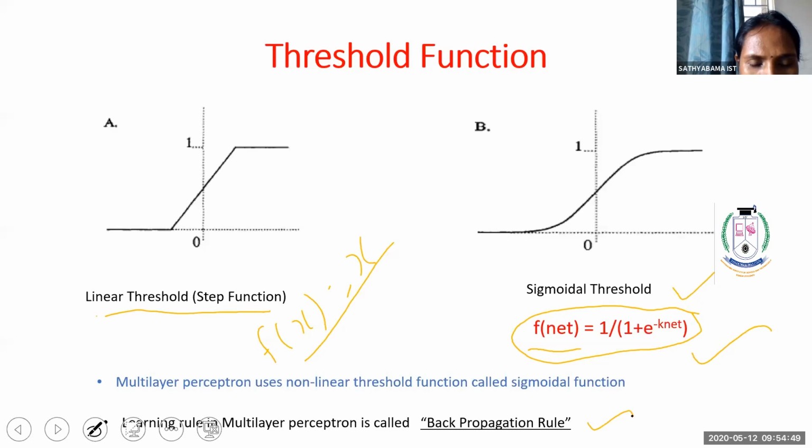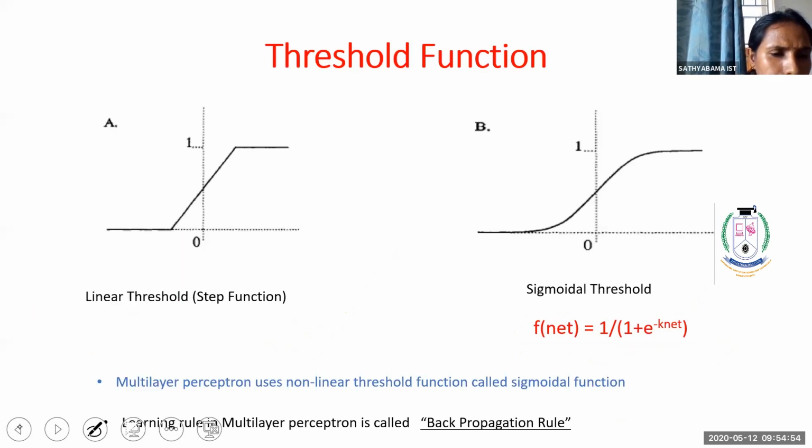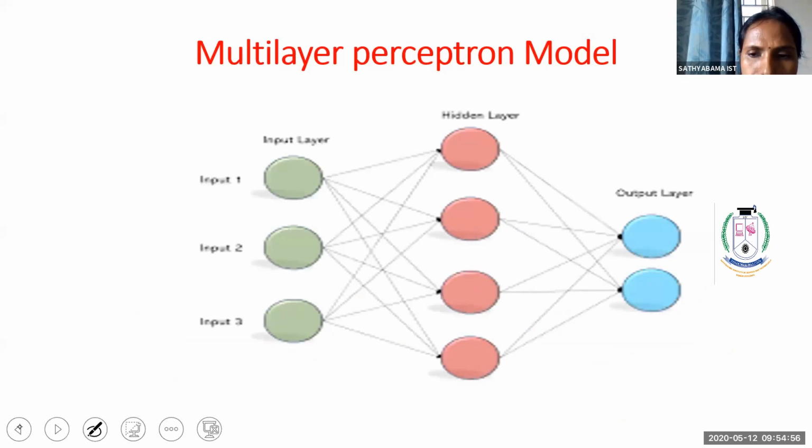What is meant by back propagation rule? I already told, look here. Finally, we got some output, yes or no? Say some pattern recognition, or medical diagnosis, or any kind of application. You got some output for an initial iteration. You got some output to compare with your original output.